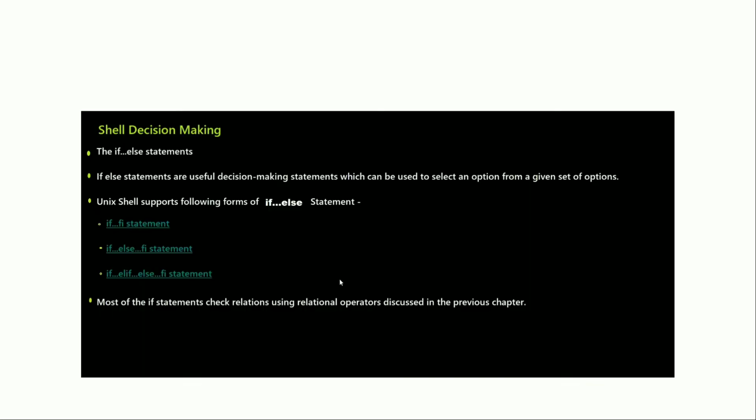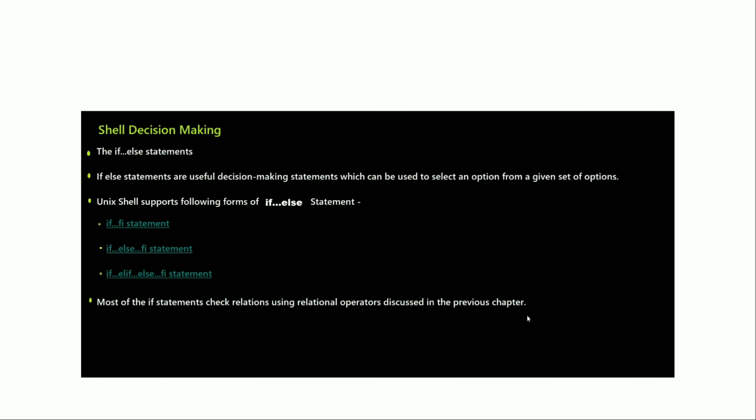Then the next slide is for shell decision making. The if-else statement. If-else statements are useful decision-making statements which can be used to select an option from the given set of options. So the Unix shell supports the following forms of if-else statement. First is the if fi statement, then the if else fi statement, then the if elif else fi statement. Most of the if statements check relations using the relational operators discussed in the previous chapter.